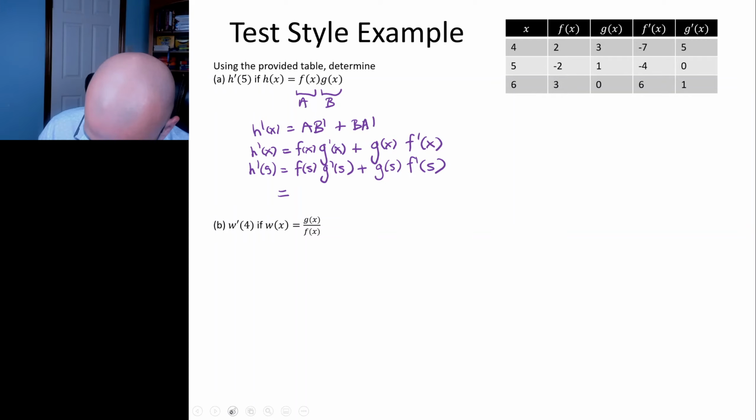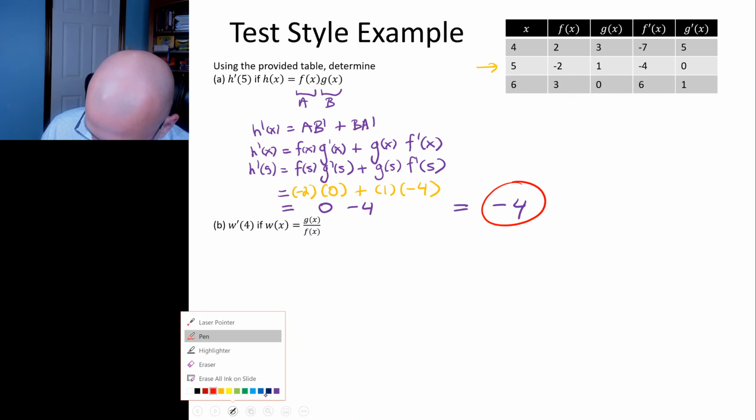Now look at the table. For part A, we're going to need f of 5, which is negative 2, times g prime of 5, which is 0, plus g of 5, which is 1, times f prime of 5, which is negative 4. So that's going to be 0 minus 4, which is negative 4. That is the answer.